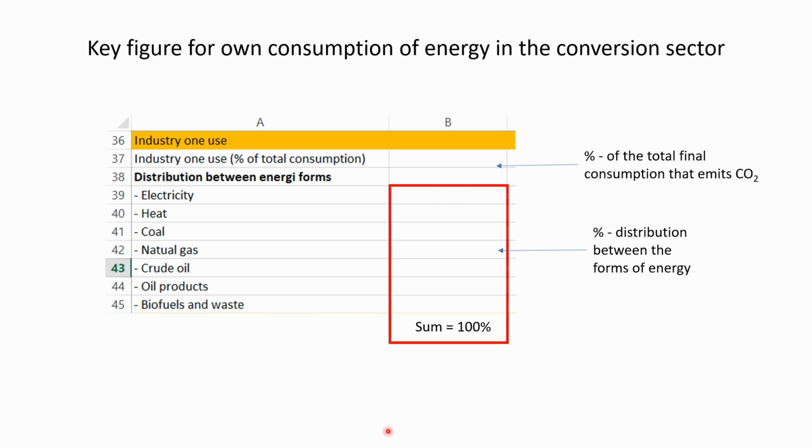Here in the Excel sheet, you should insert as a key figure the percentage of the total consumption that is own use in the energy industry. And after that, you should define the distribution between the different energy forms here.